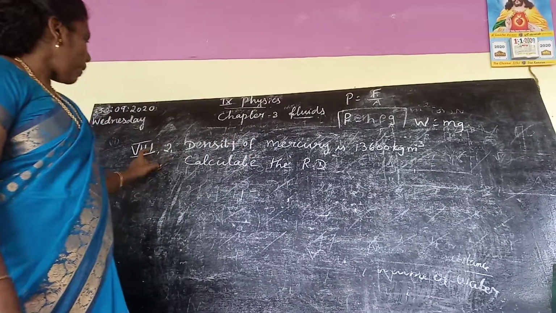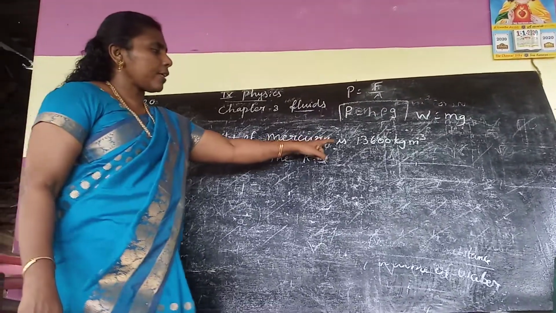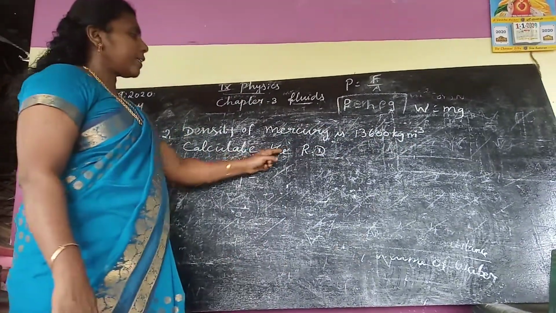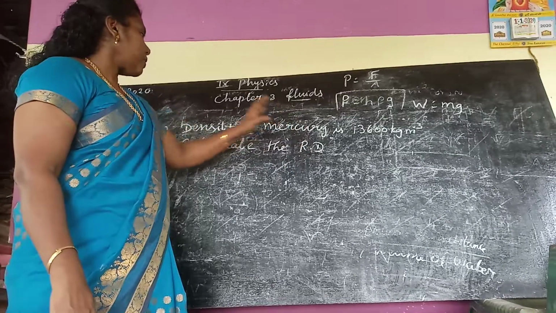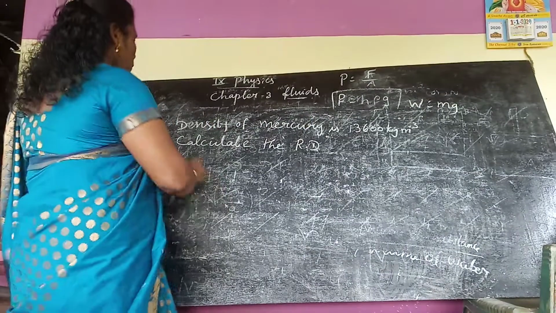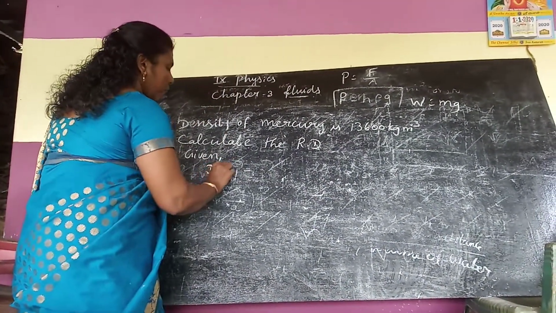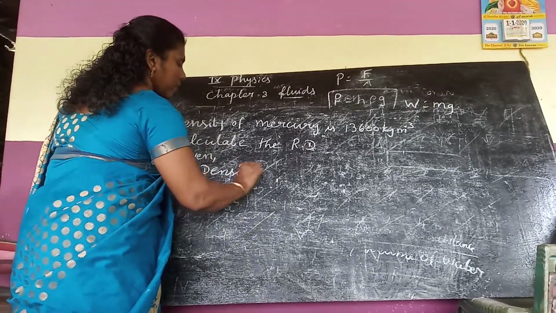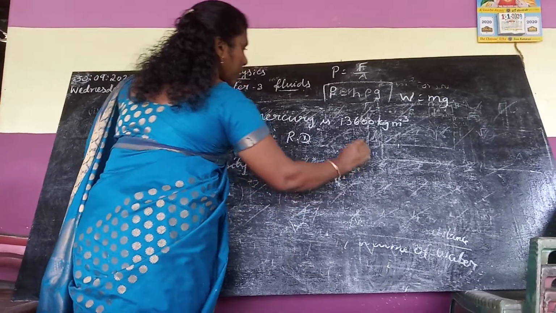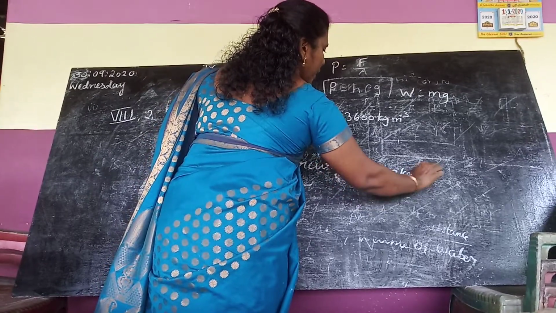Okay. Now, Roll letter 8, question number 2. The question is, the density of mercury is 13,600 kilogram meter power minus 3. Calculate the relative density. So, what is given? Density of a substance is given. Which substance? Mercury. So first you have to write, given: density of mercury equal to 13,600 kilogram meter power minus 3.